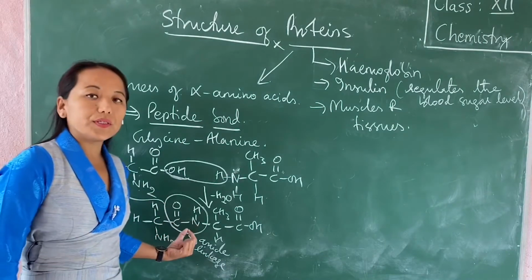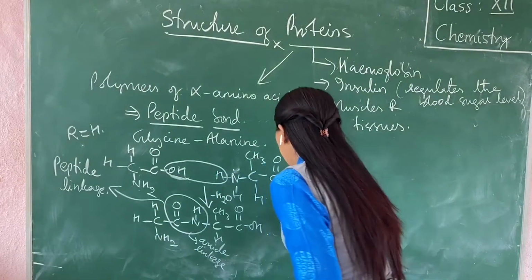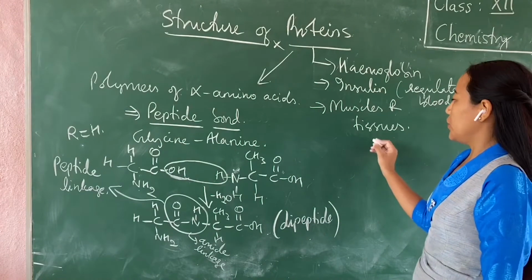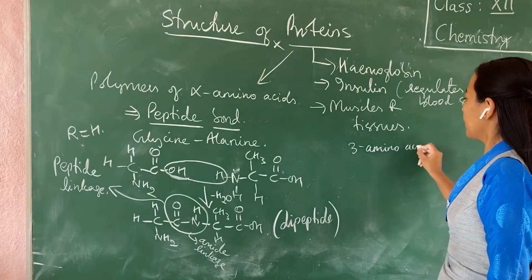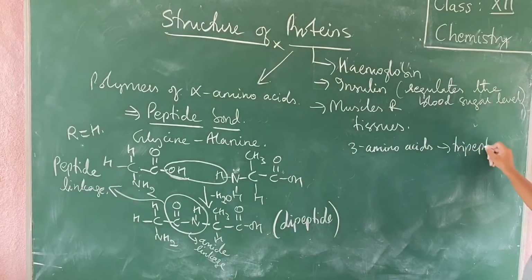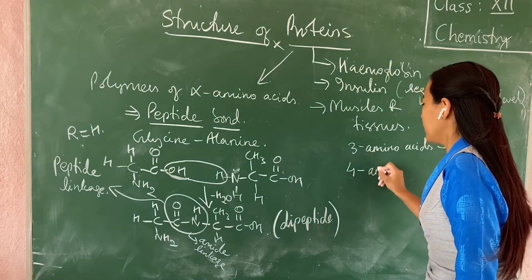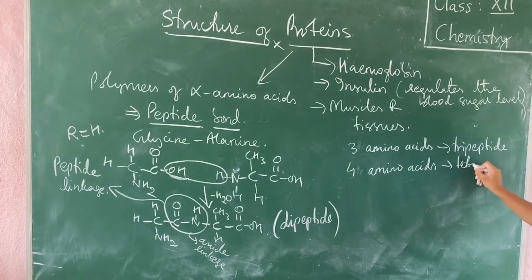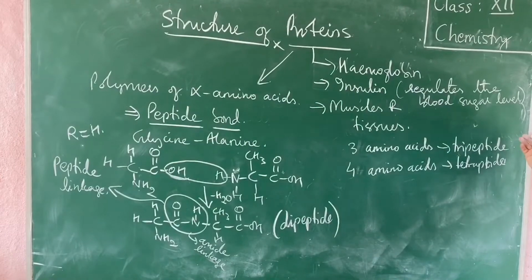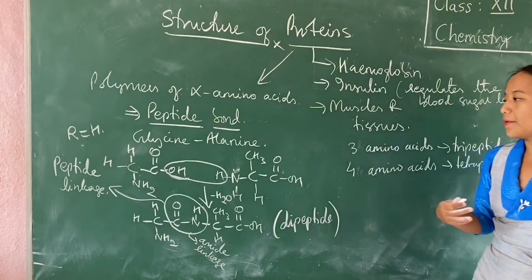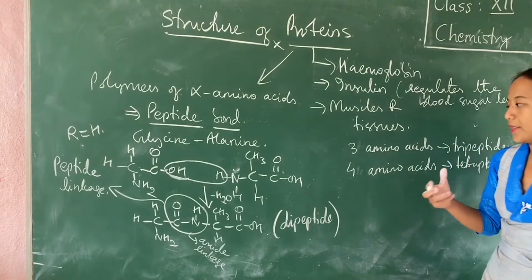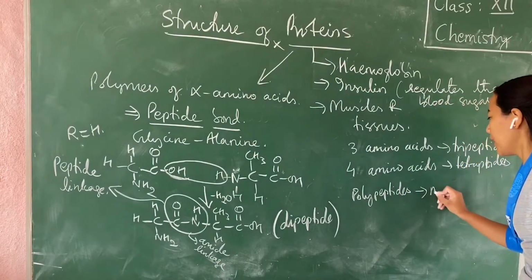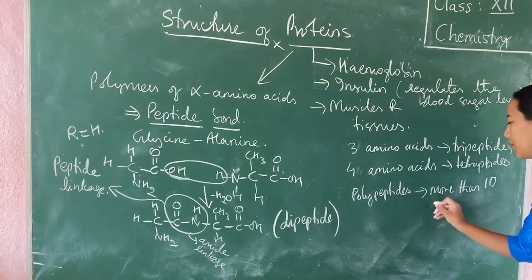So in this case, a peptide bond is formed between two amino acids. Therefore, this is called a dipeptide, containing two amino acids. Now, if three amino acids are joined together, then it is called a tripeptide. If four amino acids are joined together, it is called a tetrapeptide. If five, pentapeptide, hexapeptide and so on. Now, if 10 or more amino acids are joined together, then it is called a polypeptide. More than 10 amino acids.